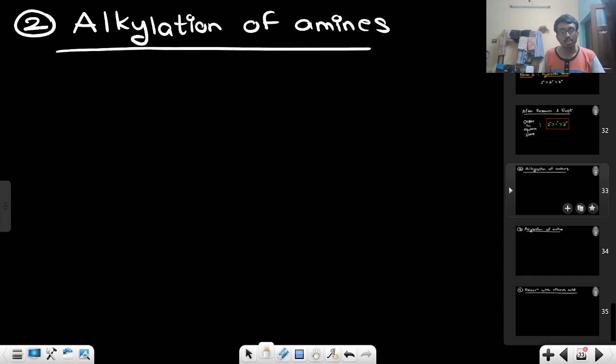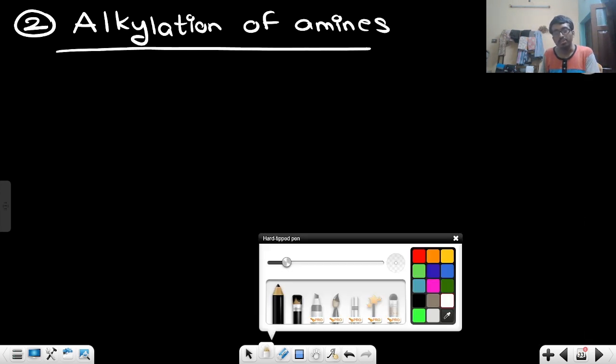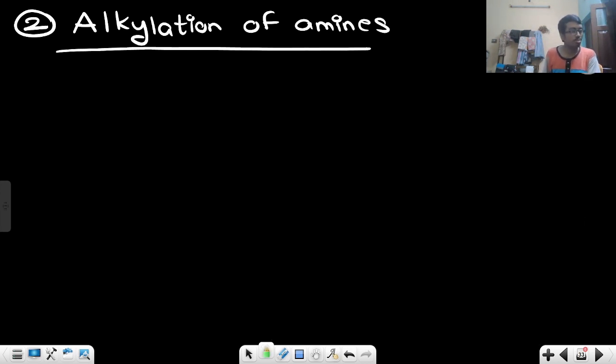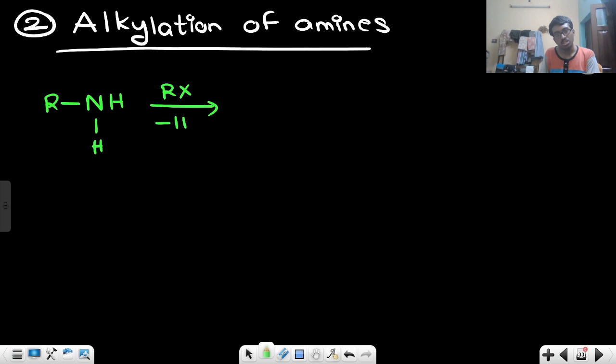Alkylation of amines. See, this one is very easy. You already have learned Hoffmann ammonolysis. Same way this also happens. See here. You have RNH2. Treat that with any RX. Then HX will get eliminated and R will just start replacing one hydrogen. But nothing very difficult. So it will become RNHR.